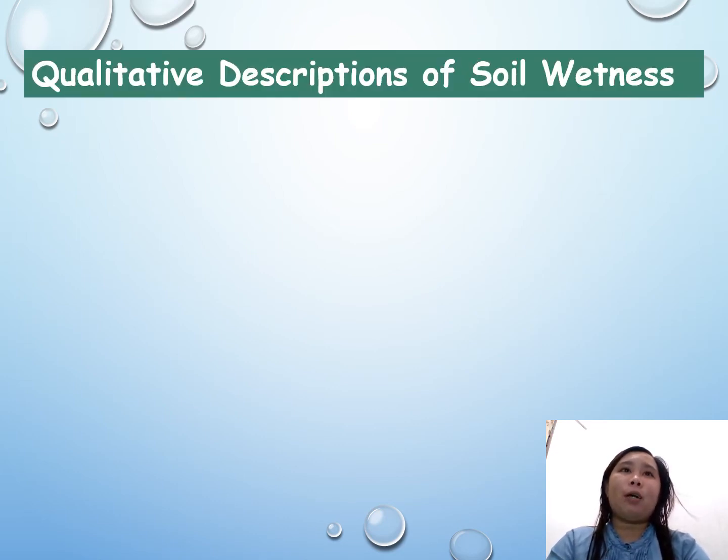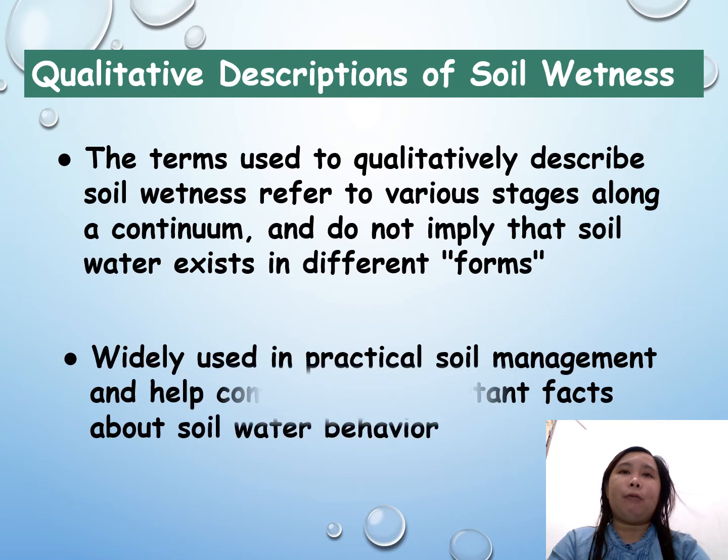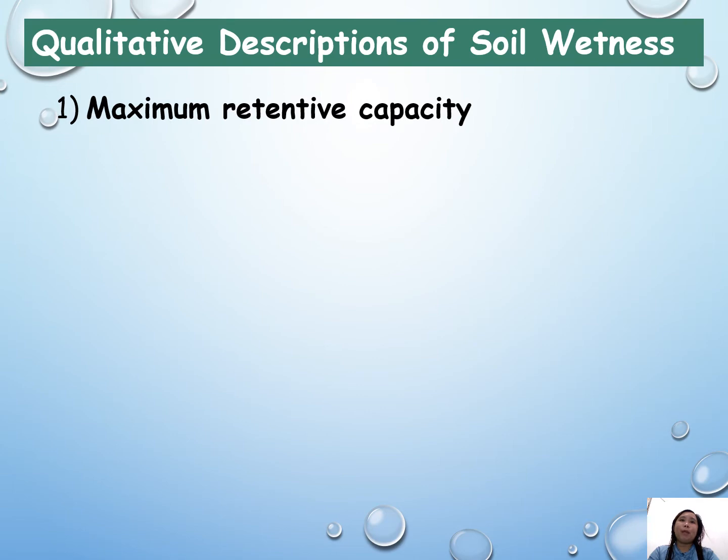Now we move to the qualitative descriptions of soil wetness. The terms used to qualitatively describe soil wetness refer to various stages along a continuum and do not imply that soil water exists in different forms. These qualitative descriptions of soil wetness are widely used in practical soil management and help communicate important facts about soil water behavior. The first one we have is what they call the maximum retentive capacity.